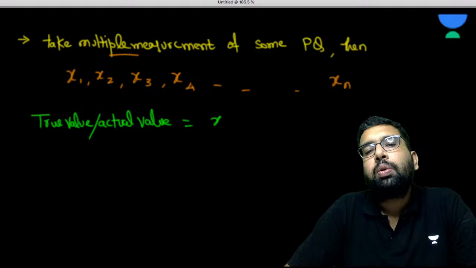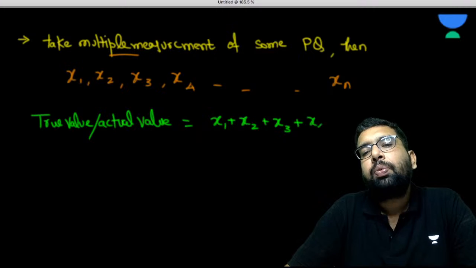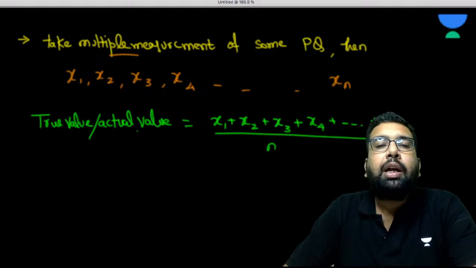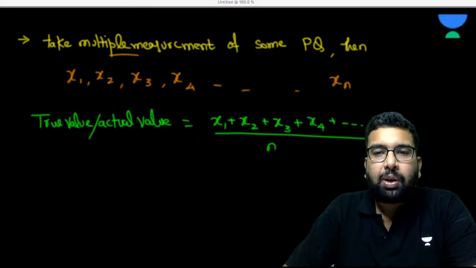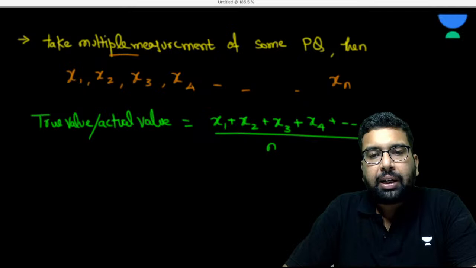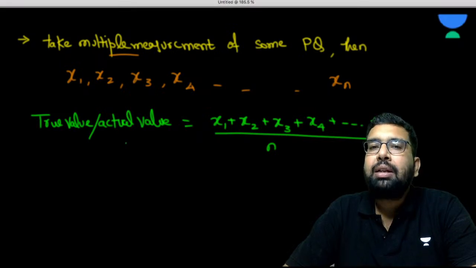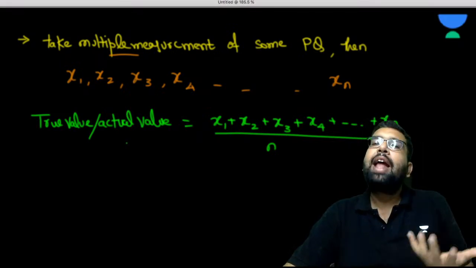So what is going to be the average of all these measurements? It is going to be x1 plus x2 plus x3 plus x4 plus up to xn, divided by n. So this is going to be the true value. Okay, so we can take multiple measurements of some quantity, then take the average of those measurements, and then we can say this is your true value or actual value.